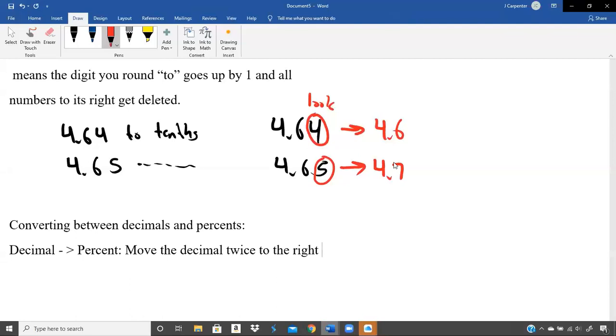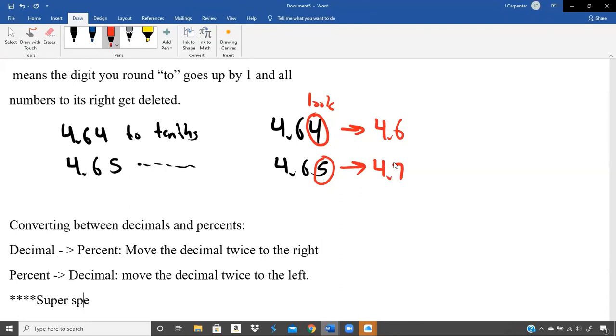It's right. I'm going to give you a great way of how to remember that, in fact, very shortly. That way you're not doing that little dance. But if you're going the other way, if you're going from percent to decimal, then move the decimal to the left. Super special hint. The number should always look bigger as a percent.